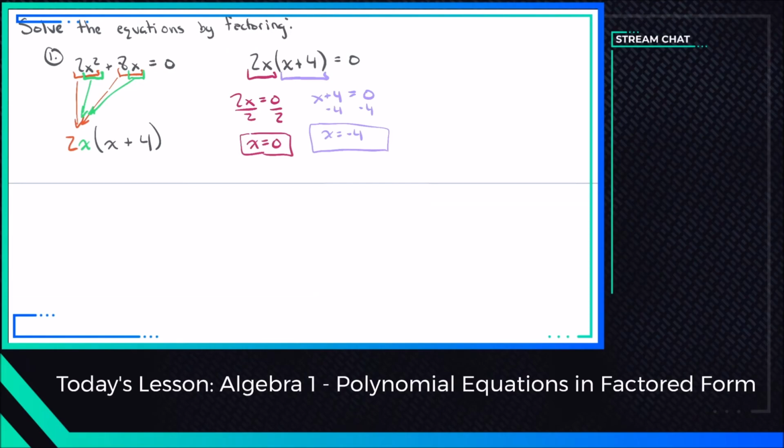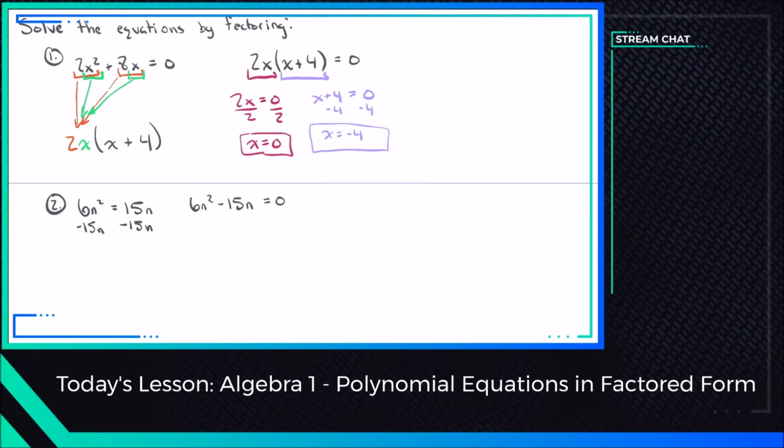All right, let's do a second one. Let's look at 6n squared is equal to 15n. All right, so we don't have anything equal to 0. But that's okay, because if we subtract 15n on both sides, you're going to get 6n squared minus 15n, those don't combine. And if you take 15n minus 15n on this right side right here, that's just going to be equal to 0. So now all we have to do is factor.